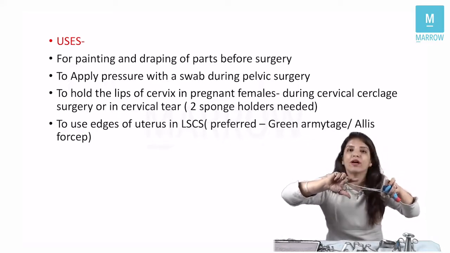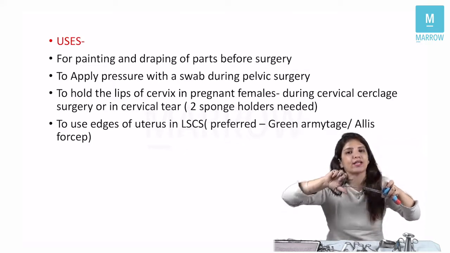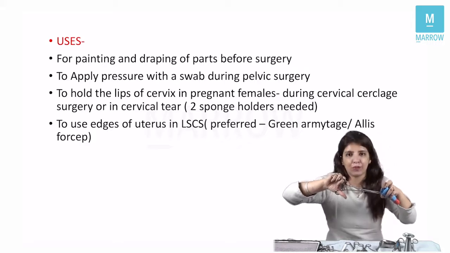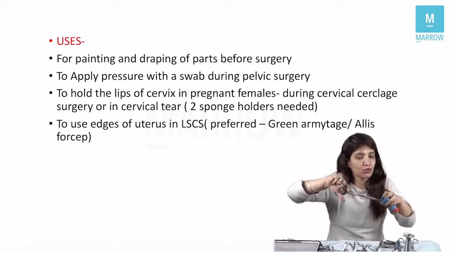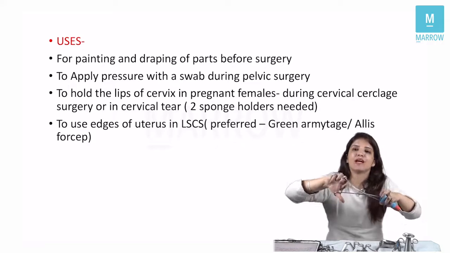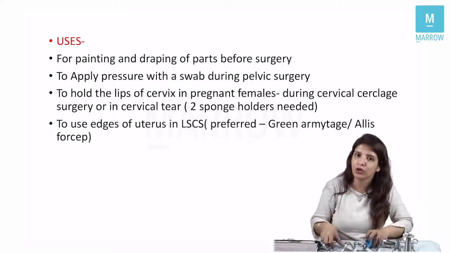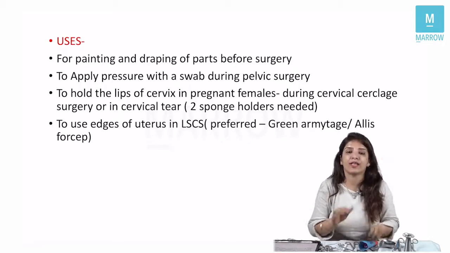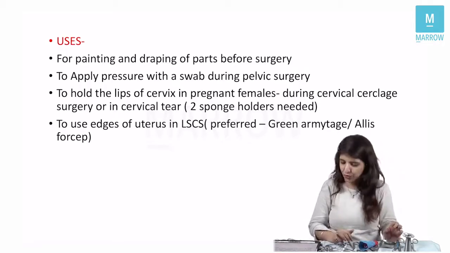Now you will remove the one which was placed at 3 o'clock and put it at 9 o'clock. So you're going to examine the cervix between 6 o'clock and 9 o'clock. Now the one which was at 6 o'clock, you're going to take it to 12 o'clock and examine the cervix between 9 and 12 o'clock. So this is how you identify cervical tears, right?